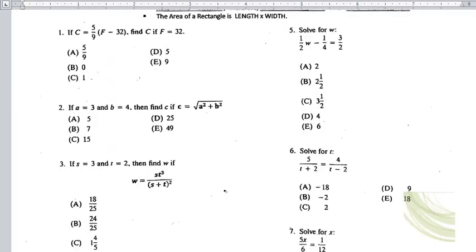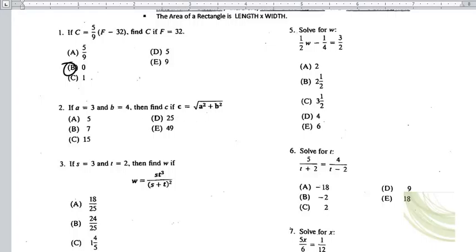So for number 1, you kind of recognize that this is Celsius to Fahrenheit. If you recognized it, it's actually a really fast problem, because how many degrees Celsius is 32 Fahrenheit? It's 0. Or you can just put the 32 into here. 32 minus 32, 0. 5/9 times 0 is 0. Okay?